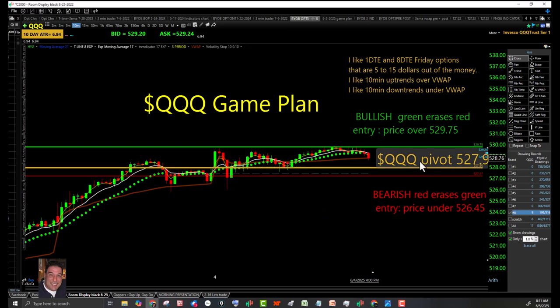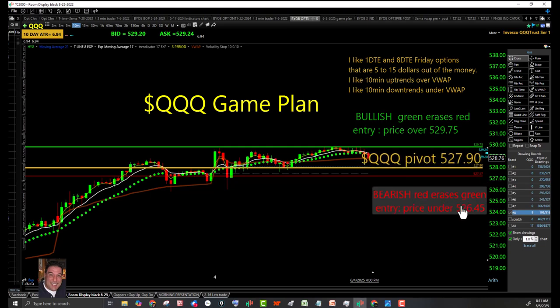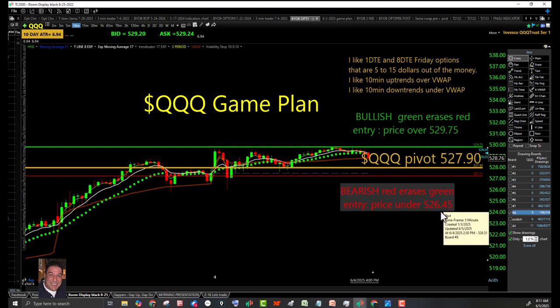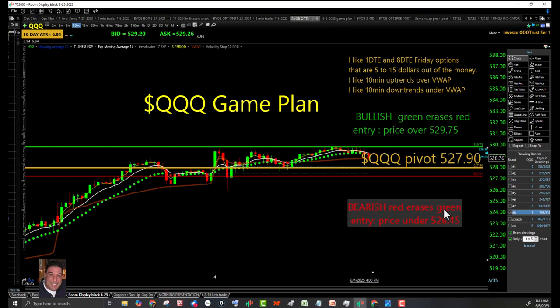All right, so QQQ pivot, 527.90. Above it, I'm a bull. Below it, I'm a bear. Red erases green underneath 526.45.